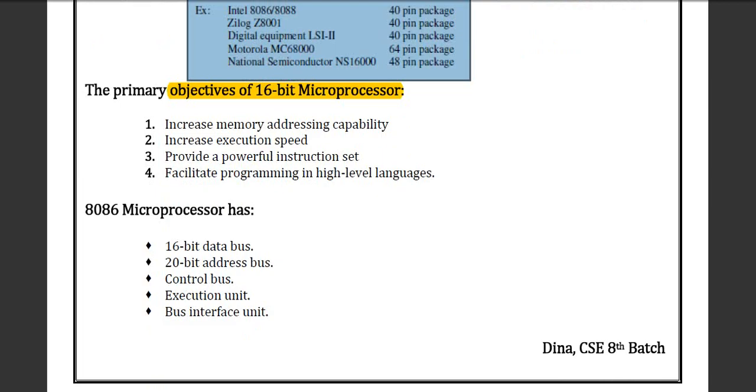The primary objective of the 16-bit microprocessor is to increase the memory address capacity, because previously it was 8-bit, and now with 16-bit the memory address becomes 2 to the power 16, which is 64 kilobytes. It is also used to increase the speed, because the memory address is increased, so the execution speed is also increased. It provides a powerful instruction set. It also facilitates the programming of high-level languages, because the memory address and the execution speed are increased. That's the reason programming of high-level languages can be done easily.